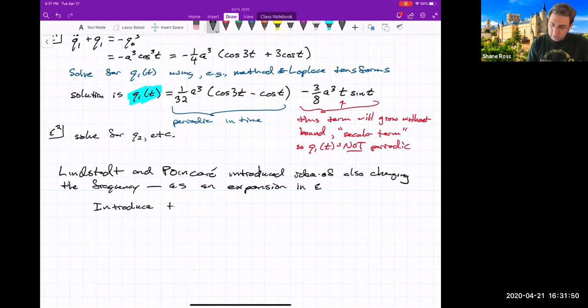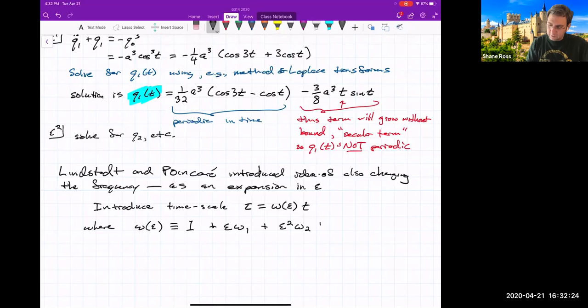We introduce a new time scale that we'll call tau. And tau is going to be some frequency, omega, which will be a function of epsilon, times t. Sorry, omega is a function of epsilon. We'll just write it this way: it's going to be 1 plus epsilon omega 1 plus epsilon squared omega 2, and so on, where these omega 1s and omega 2s could be functions of the initial conditions.